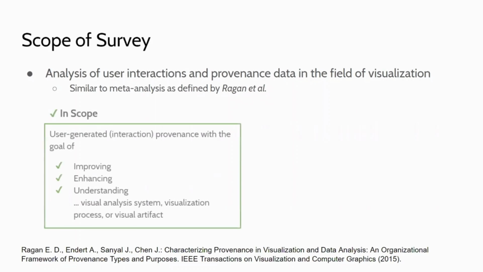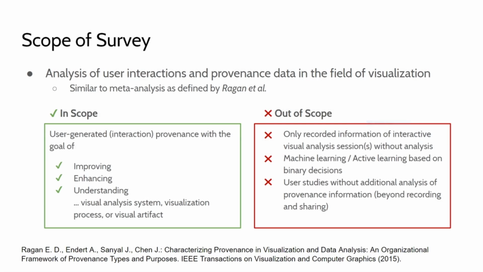As such, we only include existing work that incorporates meta-analysis based on user-generated interaction provenance data with a high-level goal of improving, enhancing, or understanding a visual analysis system, visualization process, or visual artifact. We define only recorded information of an interactive visual analysis session without any further analysis out of scope.